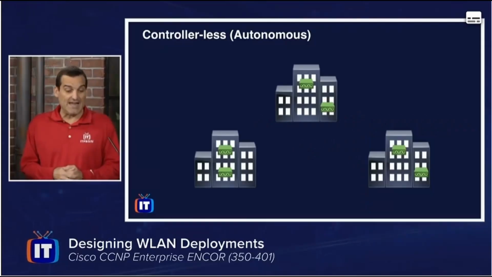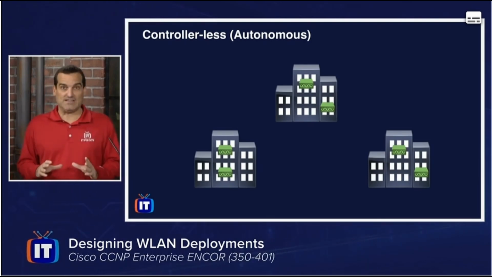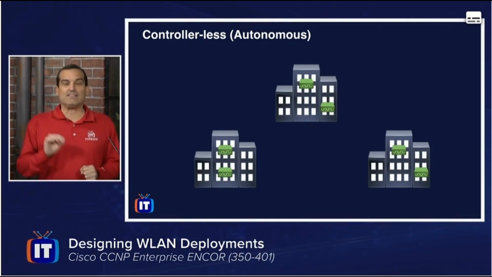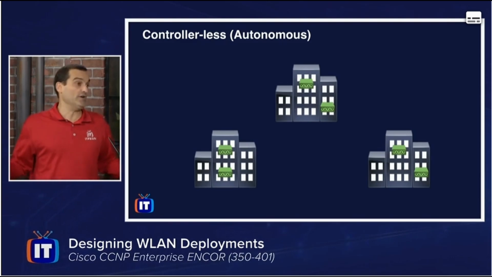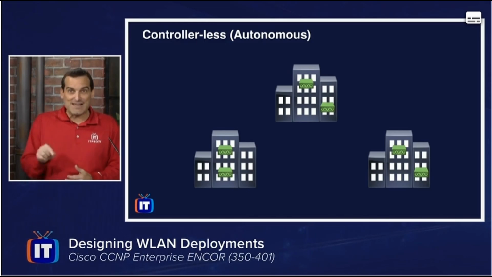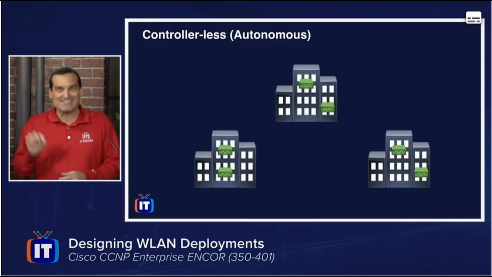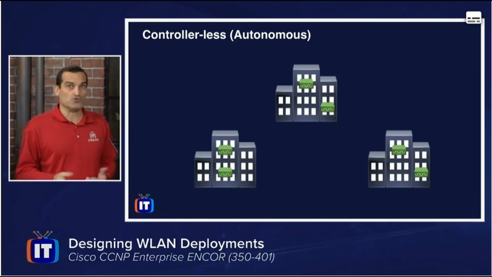So here we can see a controllerless environment. And notice I put in parentheses autonomous. So those APs possess the intelligence that they need to have their control and data planes all built in them. And we don't have a wireless LAN controller in this non-lightweight environment. And if you look close at those APs that I had fun putting in the buildings, those are APs. They're not wireless LAN controllers.